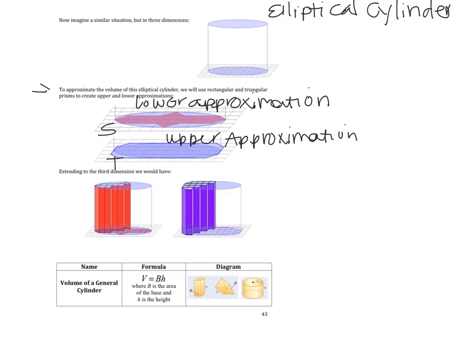It states here, to approximate the volume of this elliptical cylinder, we will use rectangular and triangular prisms to create upper and lower approximations. We have prisms here, and the reason why we're using rectangular and triangular prisms is that we know how to find their volumes. So that's why we're using them.